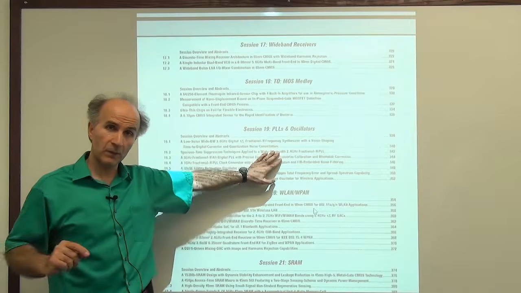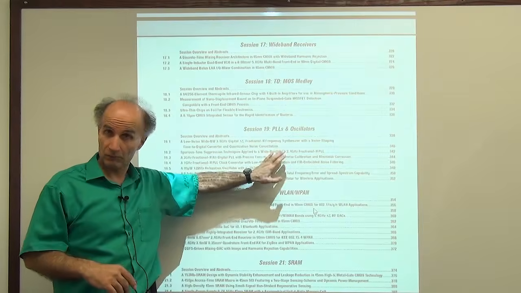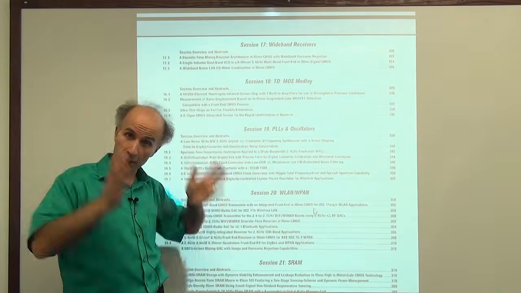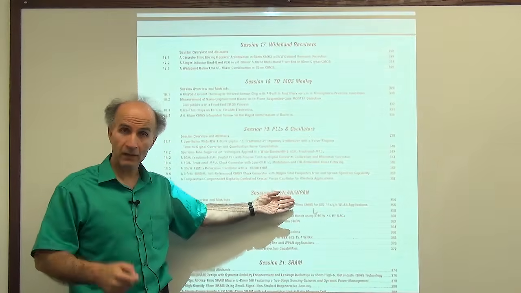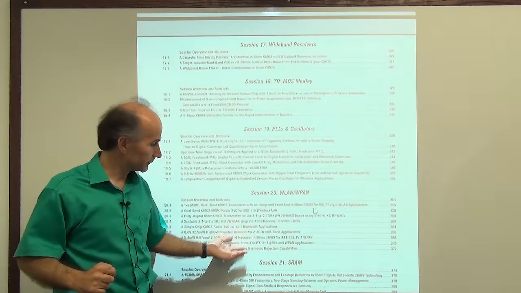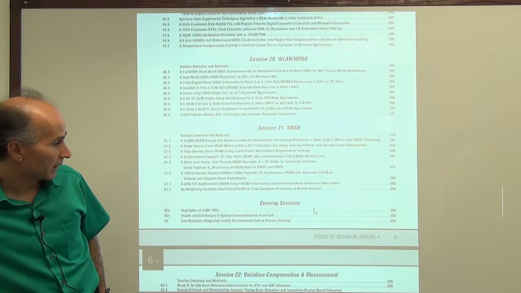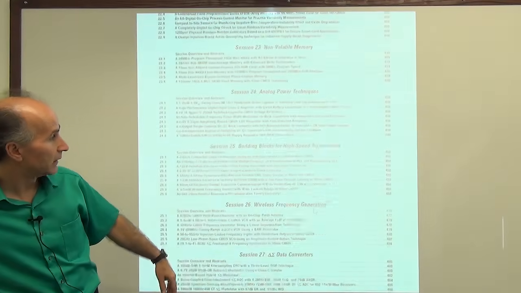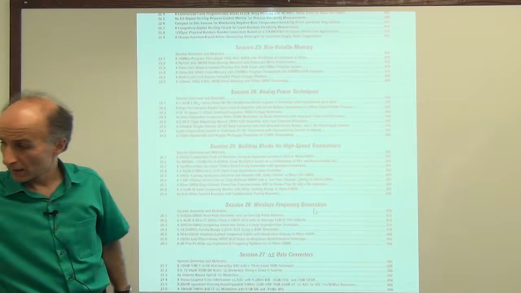Remember we talked about oscillators? We have oscillators in the Bluetooth system, in the radar system, etc. There's still a lot of work on oscillators. Oscillators have been around for 100 years, but we still work on them because we want to improve their performance. Then we have wireless LAN, like Wi-Fi. We're still working on Wi-Fi, even though Wi-Fi has been around for 10, 15 years. SRAMs, memories, and many other ones. Non-volatile memory, analog power techniques, building blocks for high-speed transceivers, wireless frequency generation.